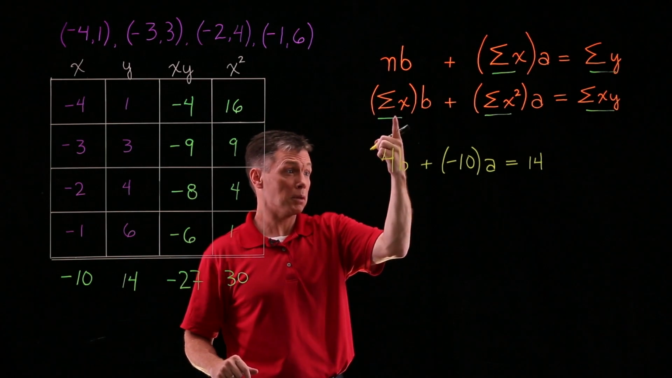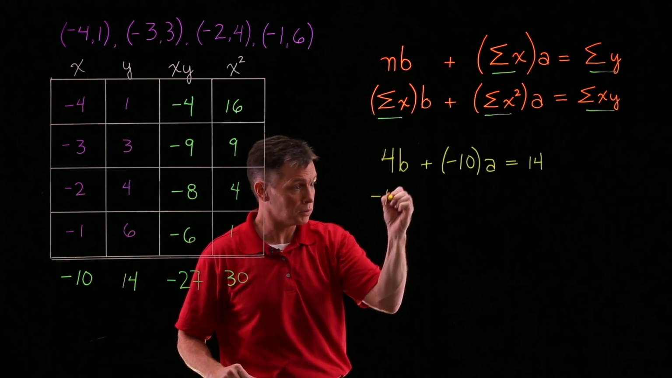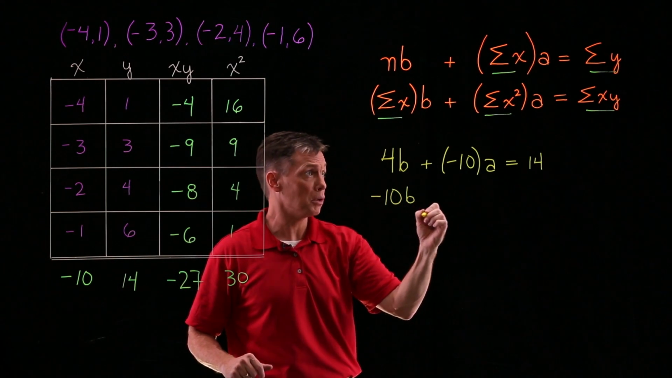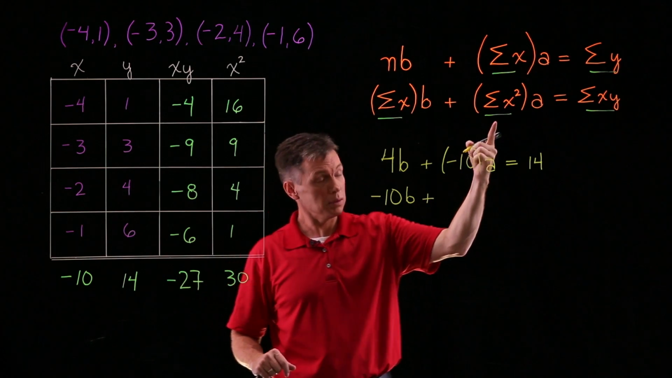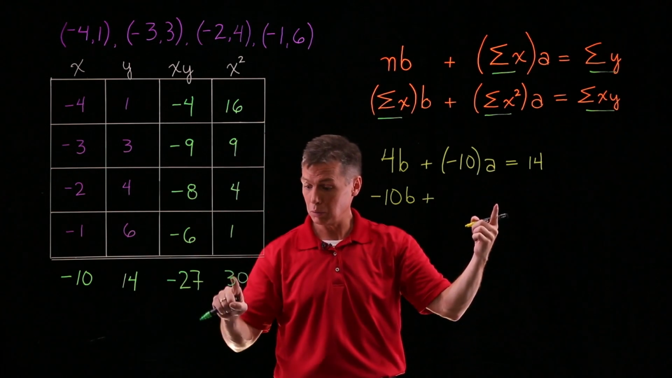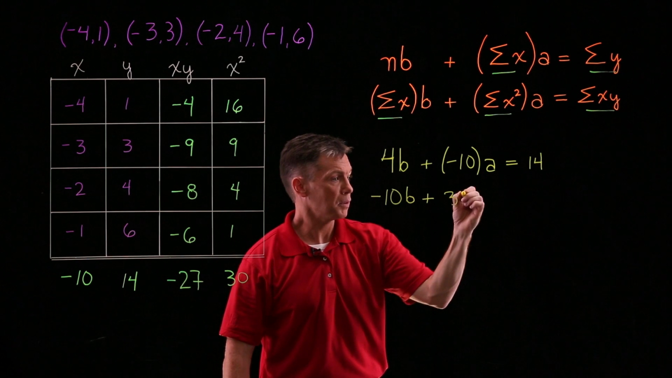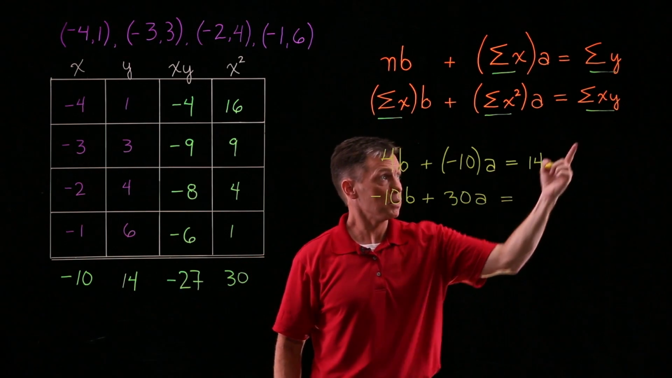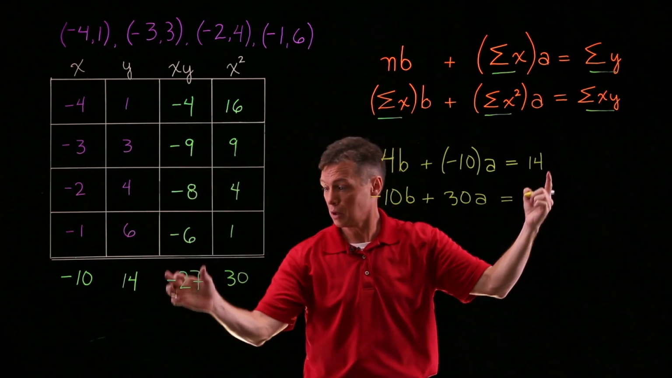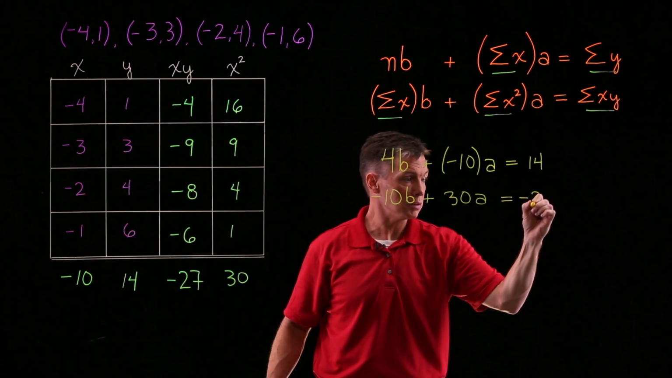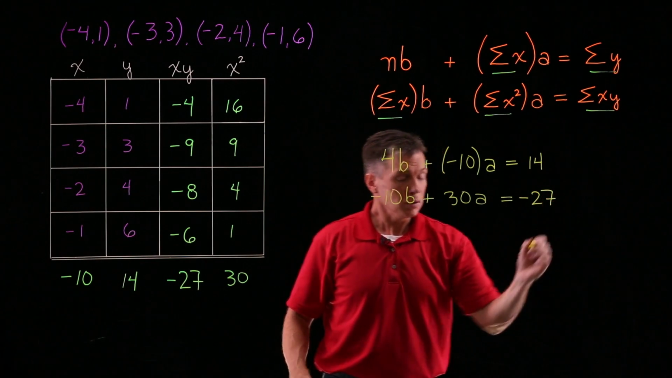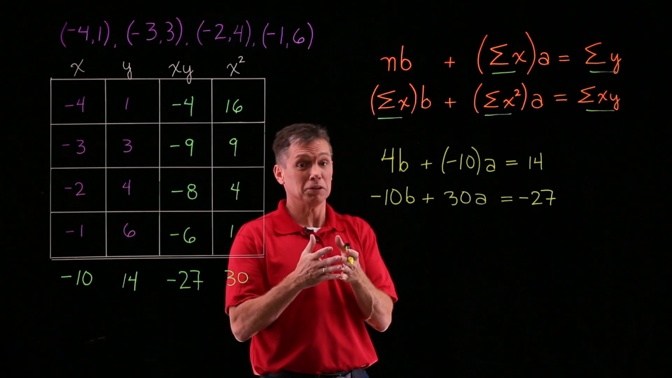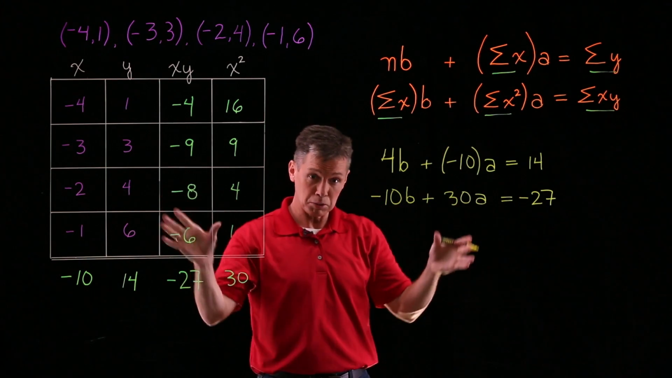Second equation, the sum of the x's again, that was the minus 10. That's supposed to be multiplied by this unknown b that we'll solve for, plus the sum of the x squareds, that was my 30, times the a in the formula, equals the sum of the xy's, which was this column. Looks like a minus 27. Okay? So I hope getting to that point, it's not as bad as it might look. You're just filling in those summations from your table.